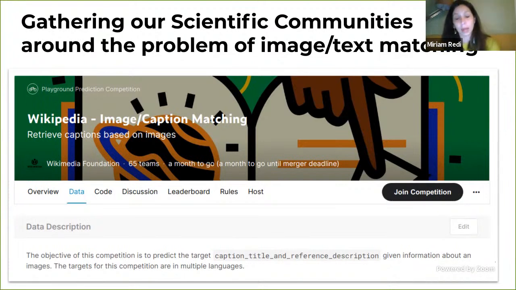So there is this Kaggle competition that Martin was mentioning, that is essentially asking participants to find the closest piece of text to an image on Wikipedia, where the text is a caption or an article title. Please join in if you're interested, or reach out if you want to hear more information about this.